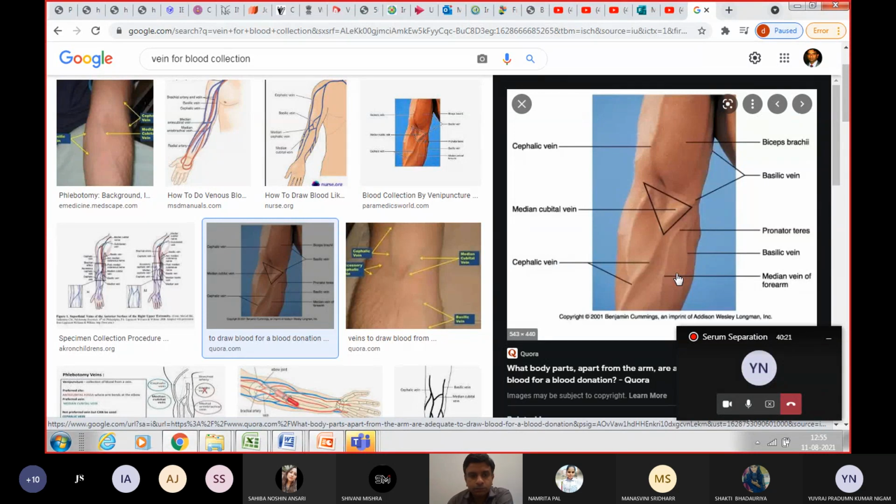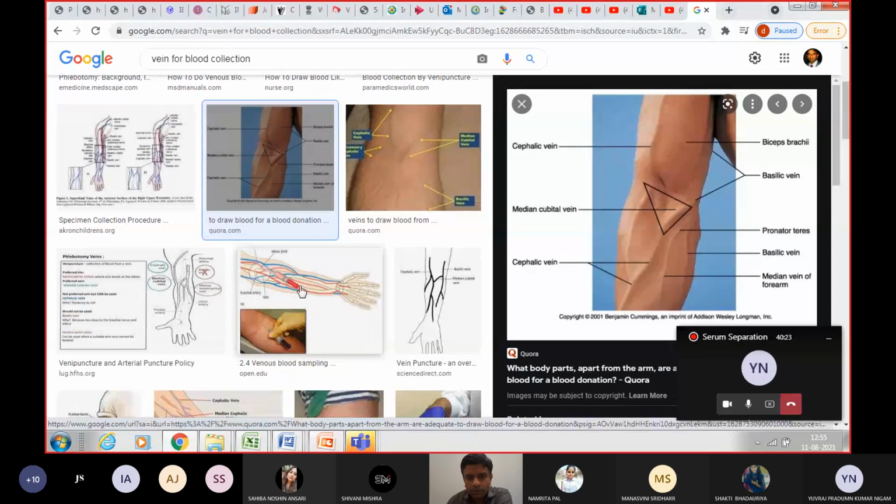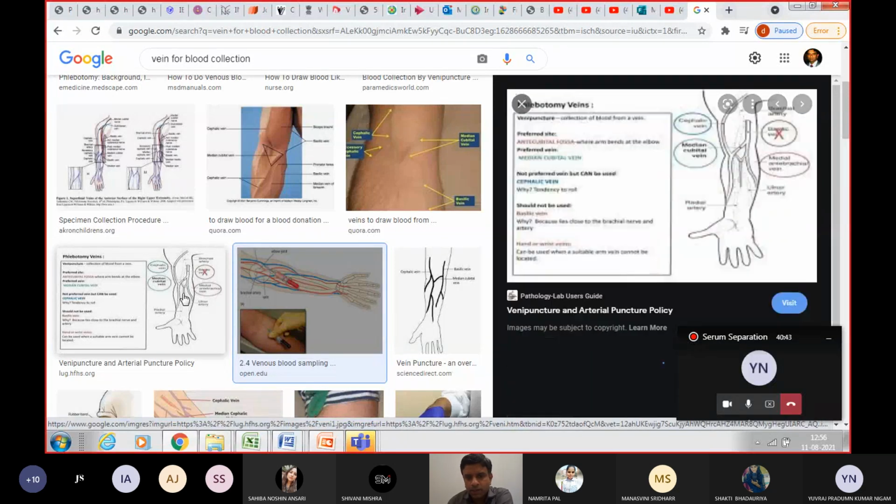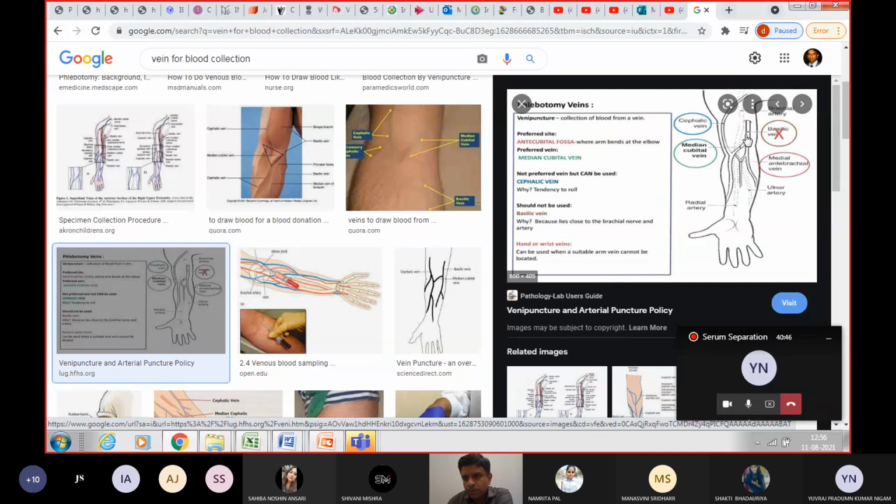So you can see here, you have to put this vacutainer in a specific vein for collecting the blood sample. It's not that you can collect from anywhere, it has to be collected from a specific site. I think the most preferred one is this median cubital vein.